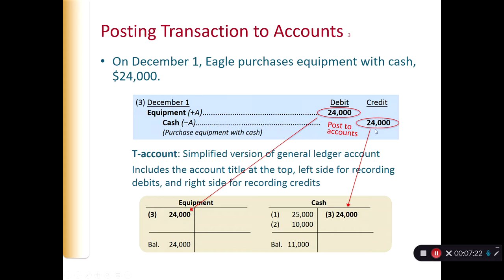So this is gonna look like the posting of the third journal entry, right? We'll always remember to put the number of the transaction in brackets in the T account as well, okay? So the simplified version of journal entry includes the account title at the top, and the left is debit and right side is credit, and we simplify, we don't even write on it, okay? If you have a hard time at the beginning, you can put debit and credit. That way, when you're posting, you don't put it on the wrong side.